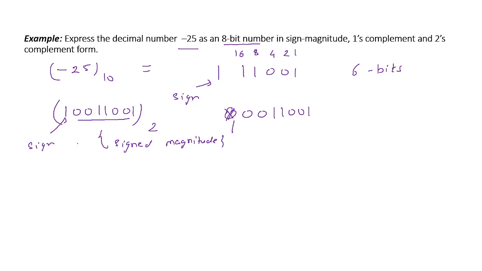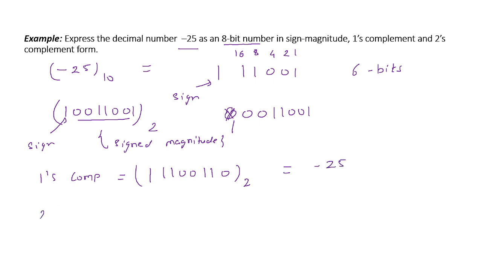Now we need to write the same number in one's complement form. So in the one's complement form, the sign bit will be the same, 1, because it is a negative number. We will take the one's complement of the magnitude of the signed number. So one's complement of 0011001 will be 1100110. So how have we done it? We have taken the ones complement of the number. It means toggling the bits. 0 is replaced by 1, 1 is replaced by 0. So we got the number in ones complement form representing minus 25.